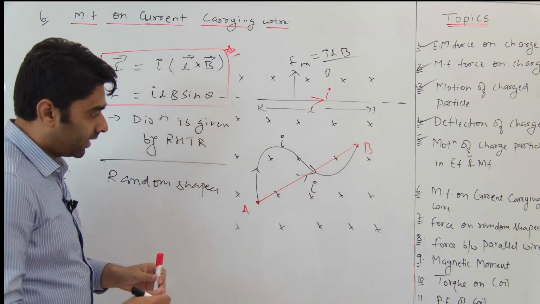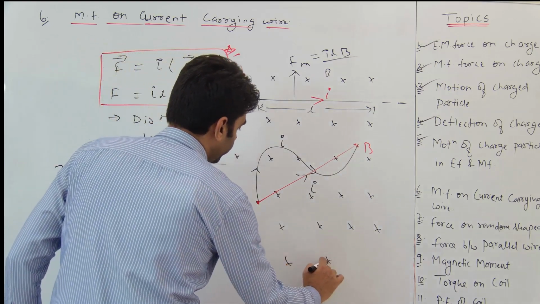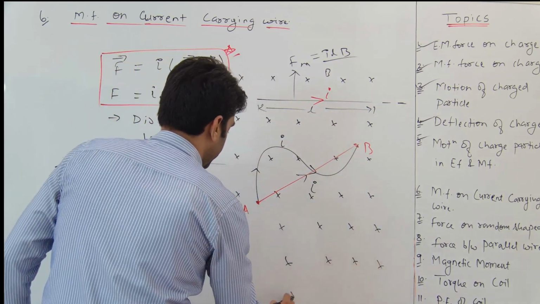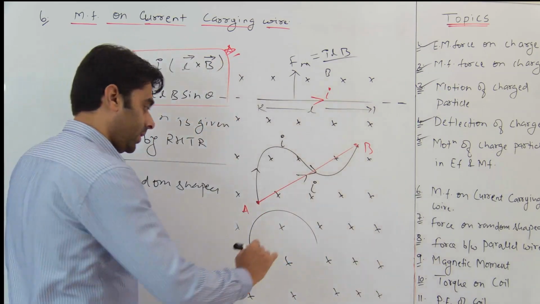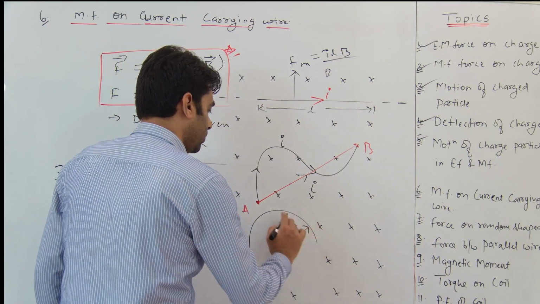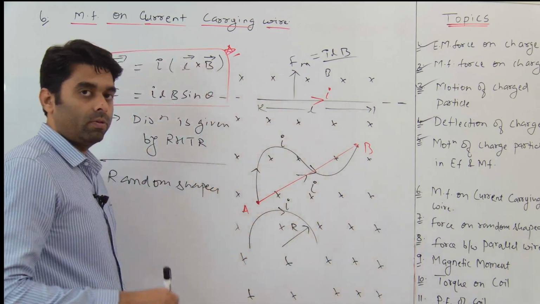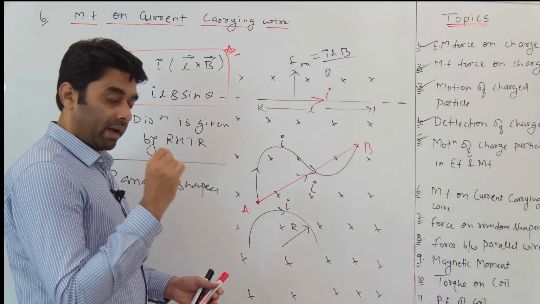We can consider an example of this. Let's suppose a semicircular wire of radius r is there, through which current I is flowing. It's a curved wire. How do we find the magnetic force on this?